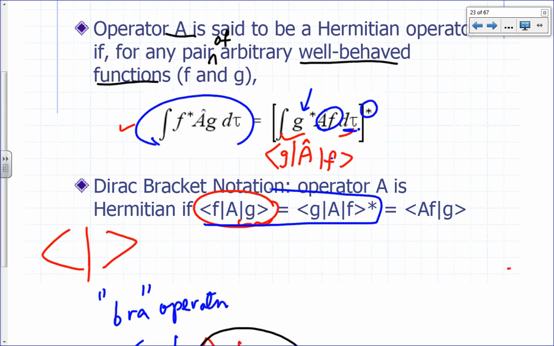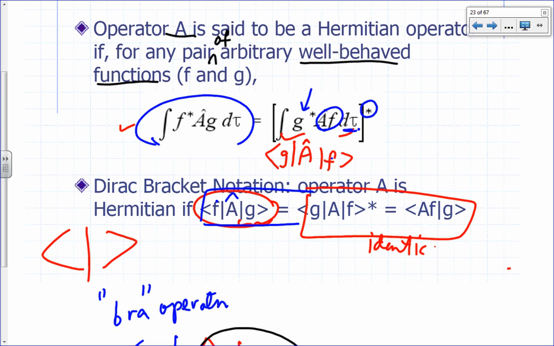So this is a short way of defining a Hermitian operator. Bracket F A G is equal to the complex conjugate of bracket G A F. Okay, and there really should be a hat on that A. Now you can also show that the one on the right-hand side is the same thing as that. So these two are in fact identical. This has nothing to do with A being a Hermitian operator. What makes A a Hermitian operator is if this thing on the left is equal to that.